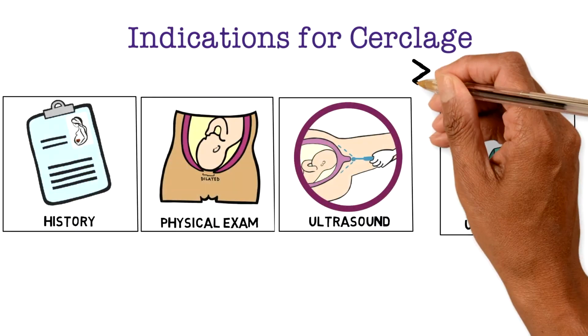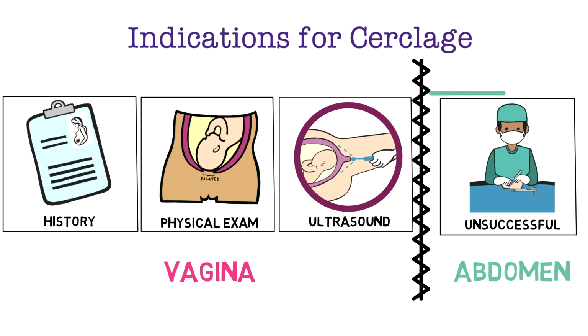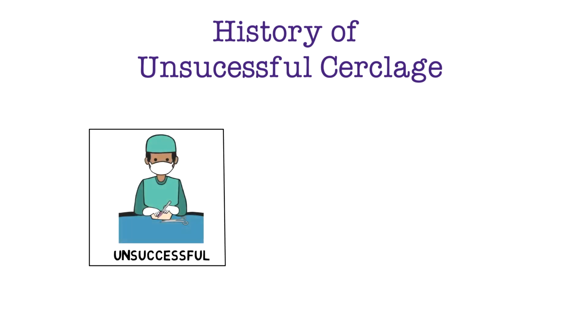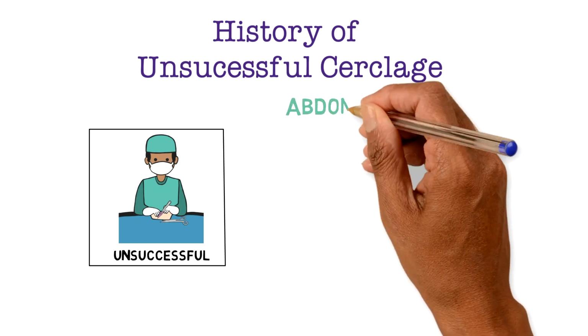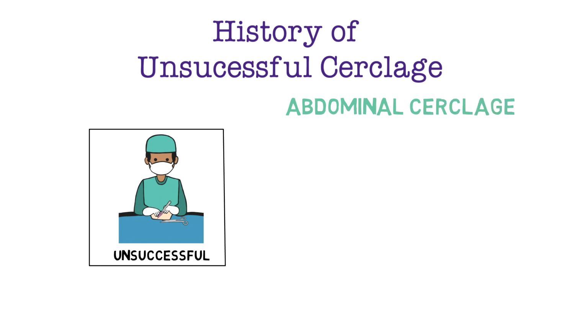A quick reminder of the 4 indications for cerclage. History, physical exam, and ultrasound indicated cerclages are placed via the vagina. In this video, we'll be focusing on cerclages that are placed in the abdominal cavity. This falls under the history of unsuccessful cerclage indication. Like previously mentioned in this series, history of unsuccessful cerclage is not standard medical terminology like the other indications, history, ultrasound, etc. However, it helps us understand the reasoning for placement of an abdominal cerclage.